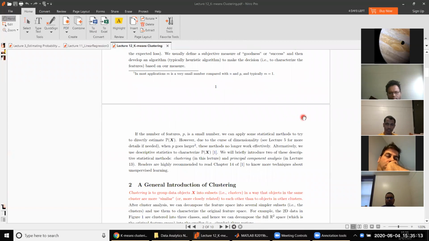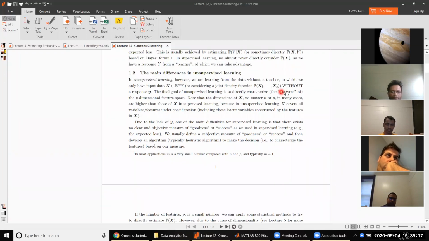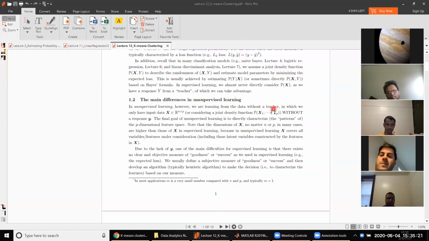Okay, so one thing is that in terms of the joint probability distribution, here I only have x without a y. In other words, I have to directly estimate this p(x). It's very different from supervised learning, where we never consider this. Usually what we do is this or this. Here, you have no choice but to directly estimate this.